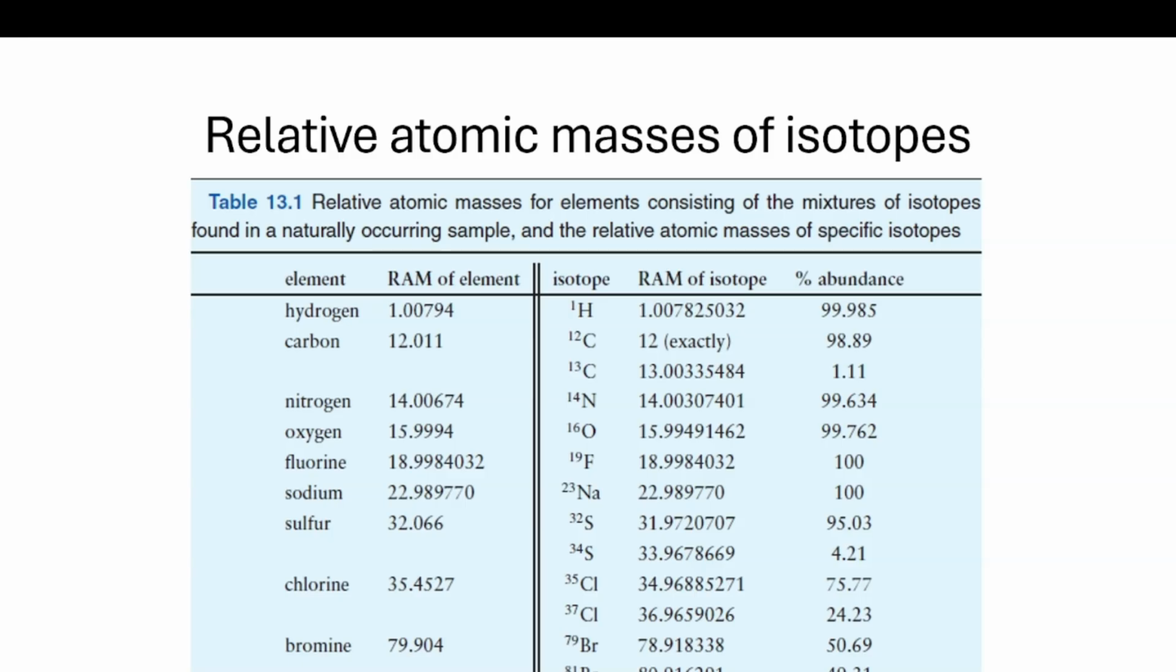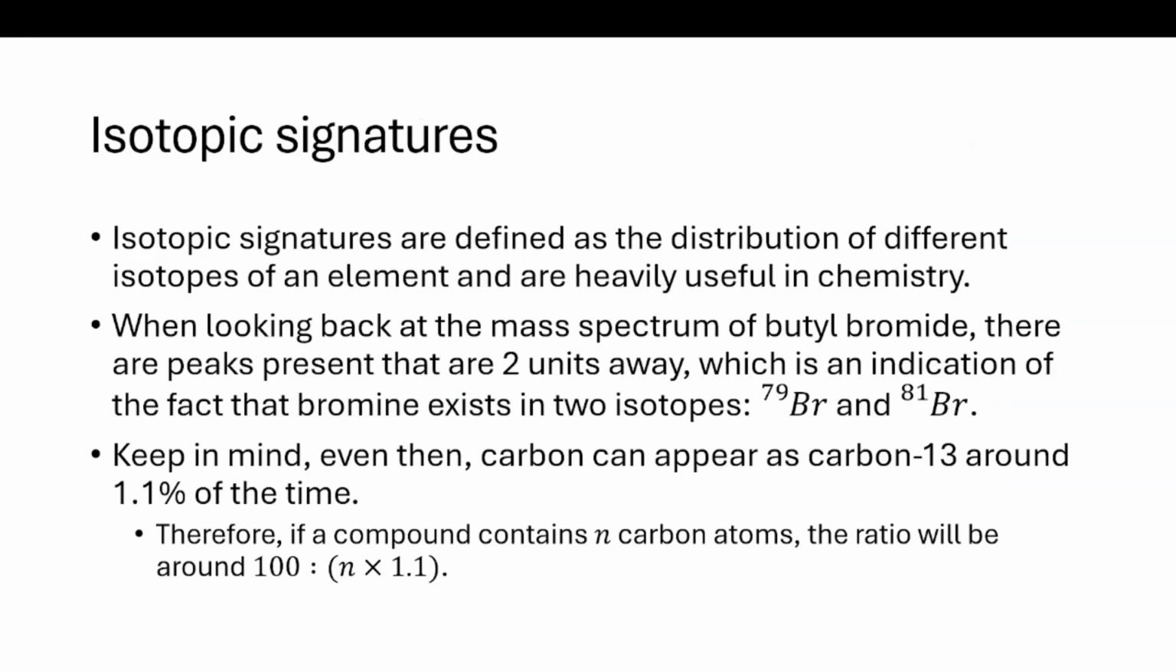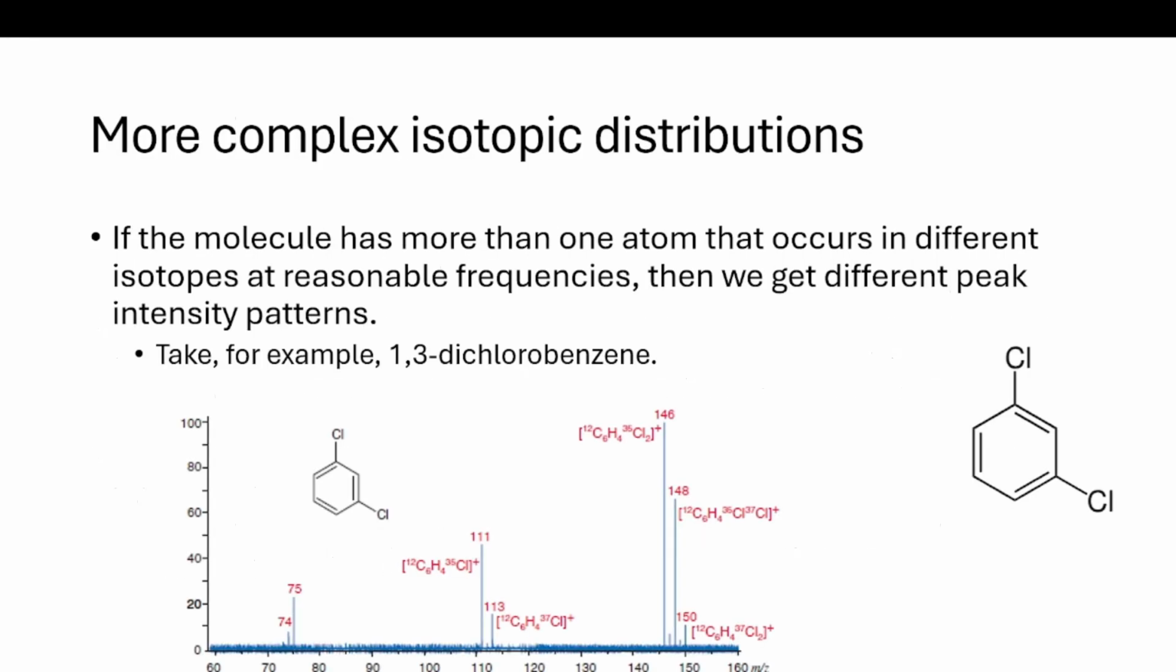Although carbon-13 is not as abundant as carbon-12, with only a 1.11% chance of existing, if a compound contains n carbon atoms, then the ratio will be around 100 to n times 1.1. All right.